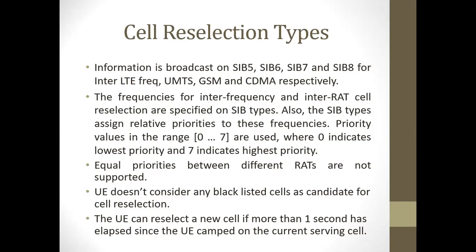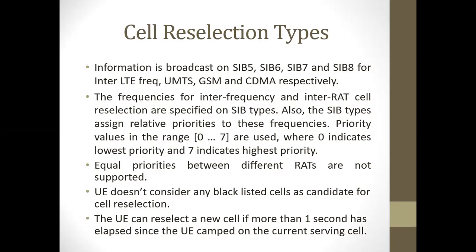It also gives you some priority. Say there are inter-frequencies or inter-RATs. The cells will be given different priorities. The priority numbers are from 0 to 7. Higher number means high priority. But this part we'll go through a few slides later, and it will be clear how the priority actually works.